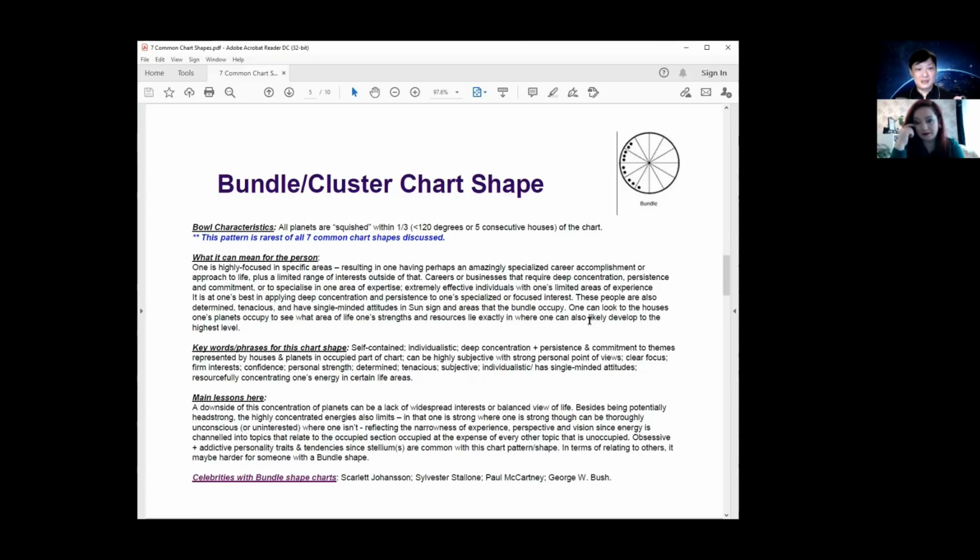So because there'll be a lot of houses which are empty in their chart, even more than the bowl.